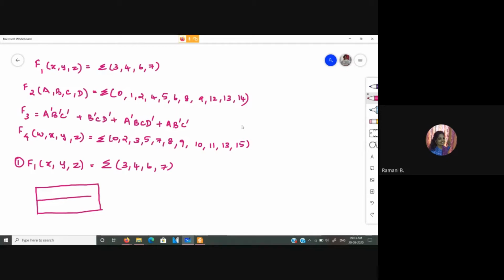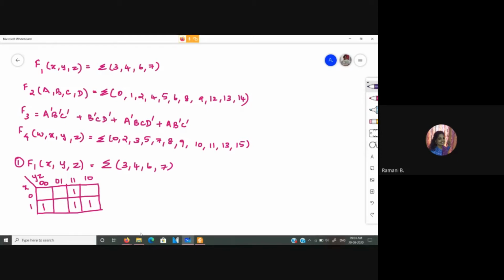So the three variable K-map. This is x, y, and z: 0, 0, 0, 1, 1, 1, 1, 0, 0, and 1. The minterms given are 3, 4, 6, and 7. So 0 1 1 is 3, 1 0 0 is 4, 1 1 0 is 6, 1 1 1 is 7. So this is how the map looks.